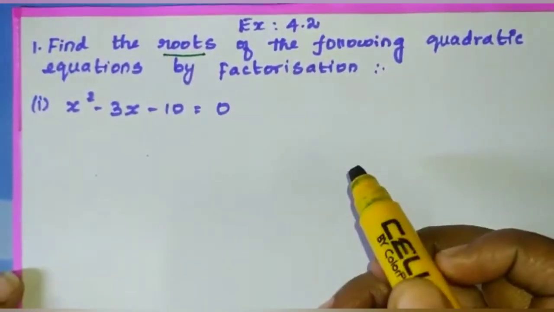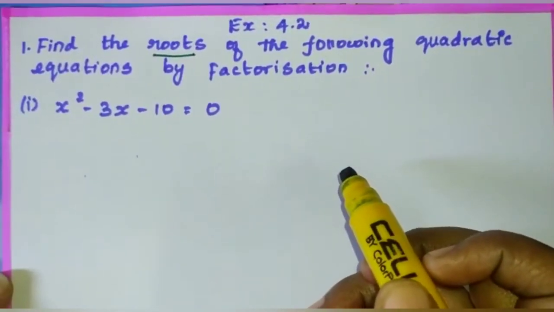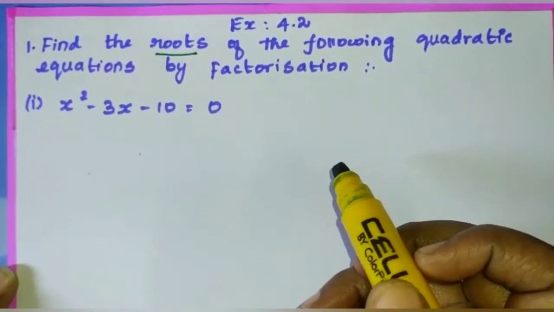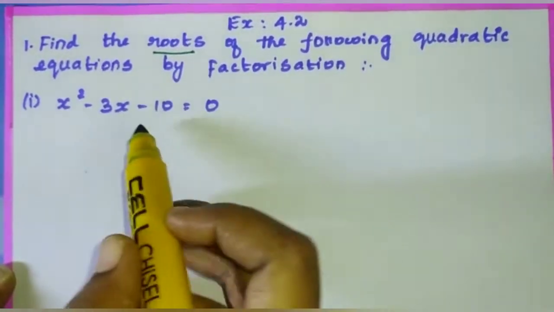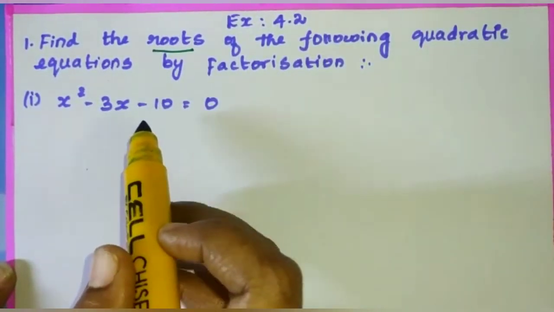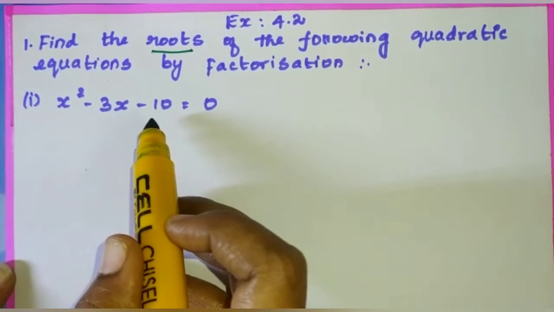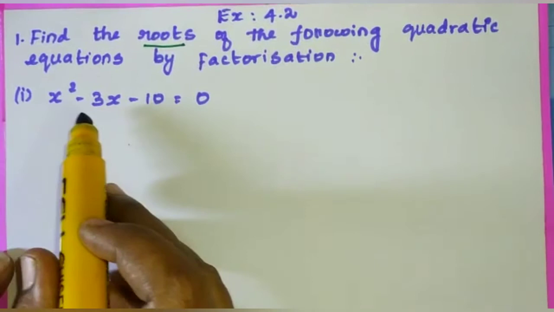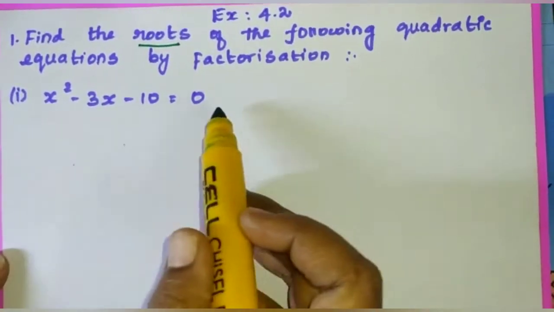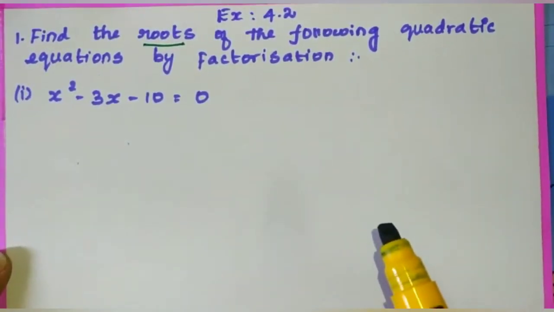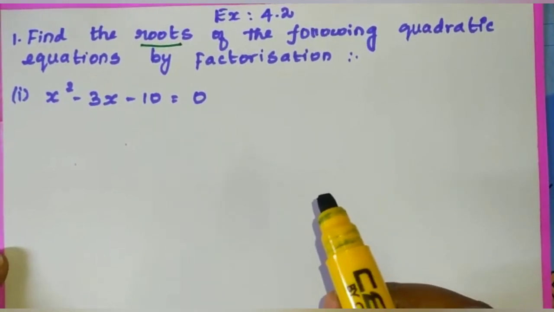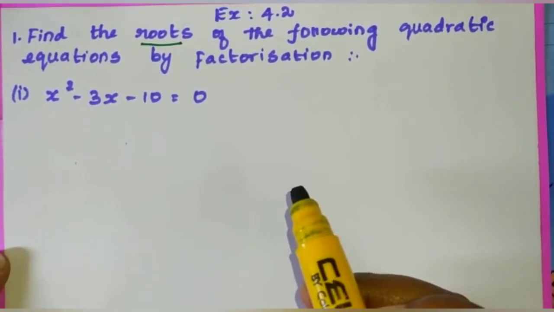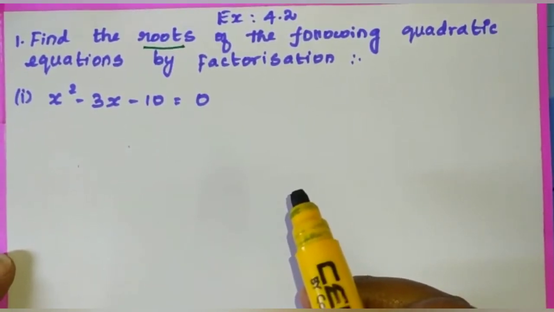by factorization method. In the previous video, I explained deeply how to factorize a polynomial. For this also I'm going to follow the same method. Okay, so x square minus 3x minus 10 is equal to 0. In the introduction video, I said how we can predict our roots by using the discriminant.